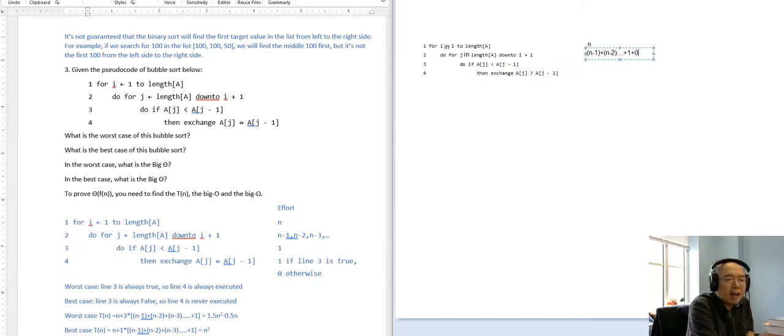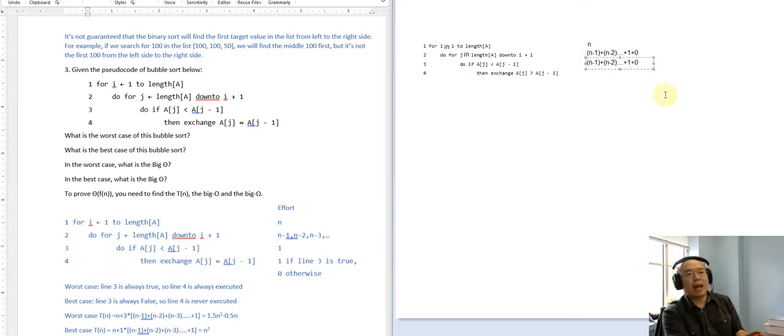Okay, and then how about line 3? My observation is every time we enter line 2, we enter the inner loop, we are going to do line 3 guaranteed. So I'm going to just copy this part, and the number of rounds that line 3 is going to be executed will be exactly the same as the number of rounds that line 2 is executed.